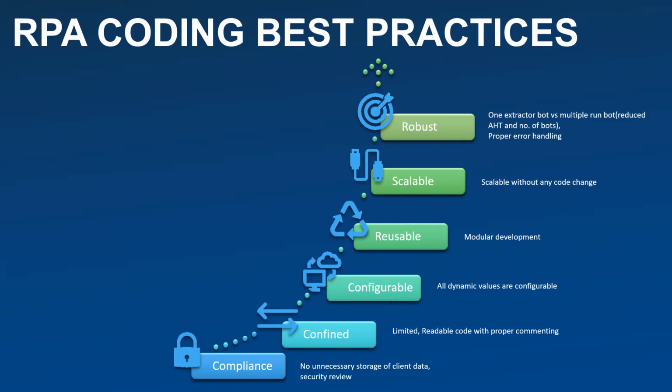So to sum it up, your entire coding best practices, which we will talk through in the coming minutes, depend on these 6 major components. It should be compliant, confined, configurable, reusable, scalable, and robust. And if you make sure that you are following these 6 components, for sure your code is going to be as much the best of the industry as you can think of. So moving on to the next one.